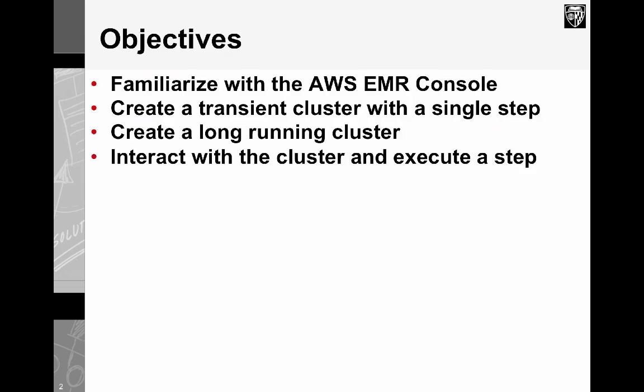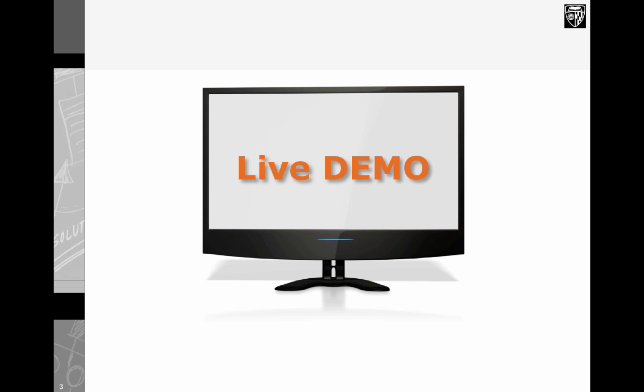What are the objectives of this section? Familiarize ourselves with the AWS EMR console, create a transient cluster with a single step, and then create a long-running cluster, and then interact with the cluster because it's going to be a long-running cluster by executing a step. We can configure a step and execute the step. So these are the four things we're going to do. Right? Let's do the live demo.